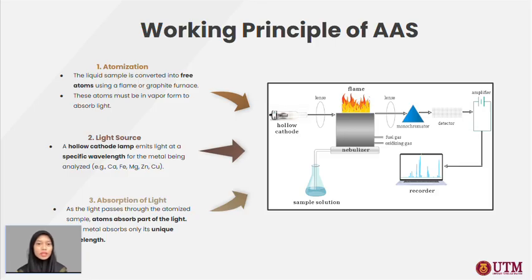Next is the light source. A hollow cathode lamp is used, and this lamp is designed for a specific metal. For example, if we want to measure zinc, we use a zinc lamp. The lamp emits light at a wavelength that matches the energy absorbed by that specific metal's atoms. Then comes the absorption process. As the light passes through the cloud of free atoms, those atoms absorb part of the light. Each element absorbs at its own unique wavelength, which is why AAS is very selective.